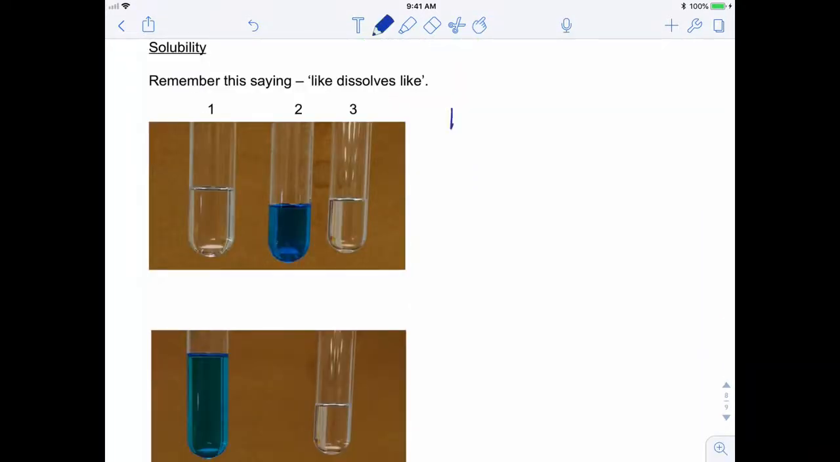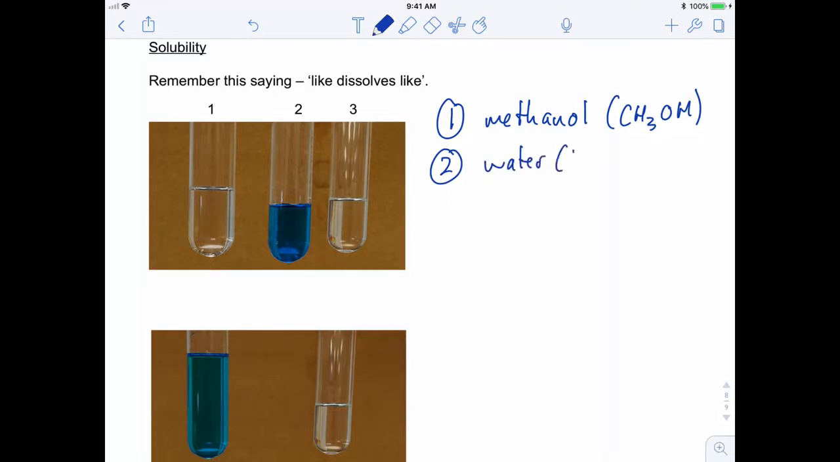Now we're going to talk about solubility. If we look at this first image, there are 3 test tubes. The first test tube contains methanol, which has a hydroxyl group, which we know is a polar group, so methanol is polar. The second test tube is water, which has an OH bond, and so we know water is polar. And the final one is cyclohexane, which only contains carbon-hydrogen and carbon-carbon bonding, so we know it's nonpolar.